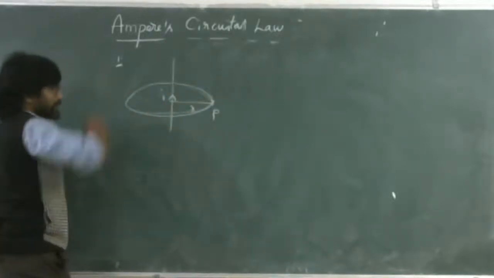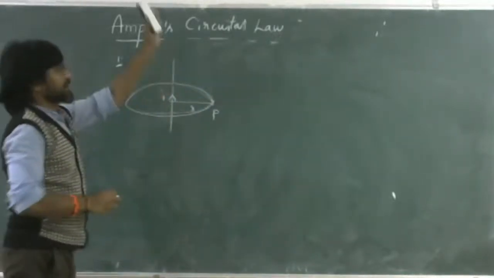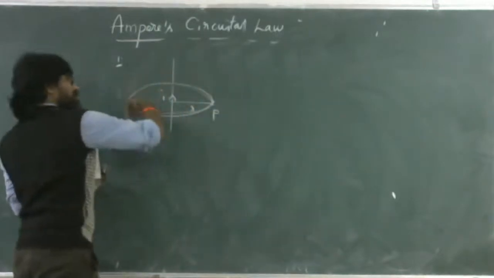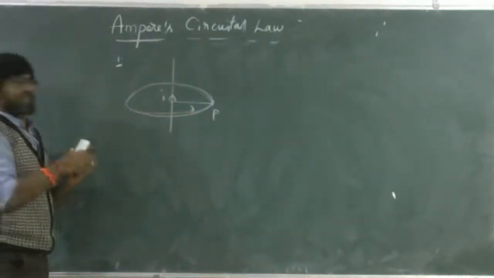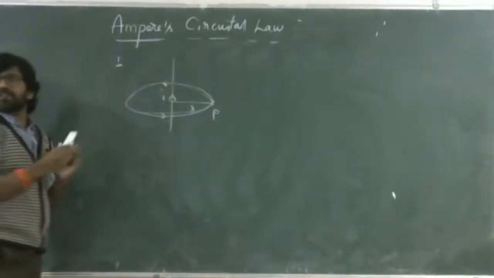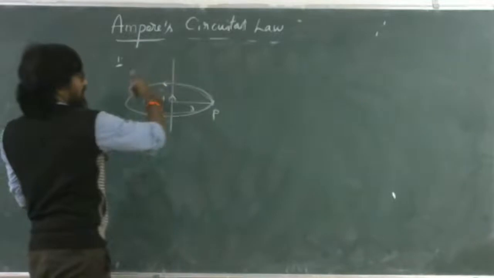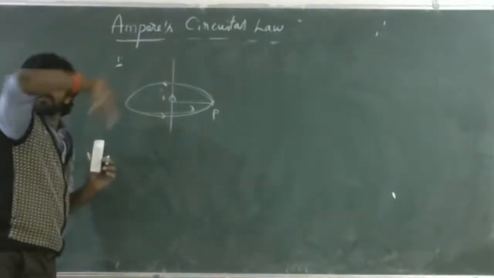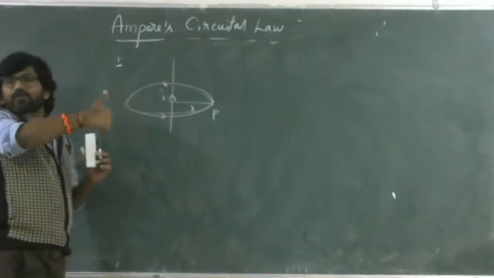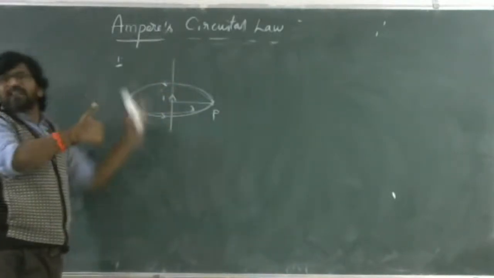If this conductor is going up, and you are taking the direction of the loop in anti-clockwise or clockwise direction, fix that. If you take the direction of the loop in anti-clockwise direction, so this is the loop, try to imagine this is the loop. If you curl the fingers in the direction of the loop, then the thumb direction will give you positive current. If the current I is going up, we have to take it as positive.